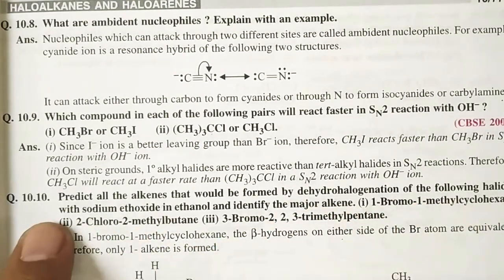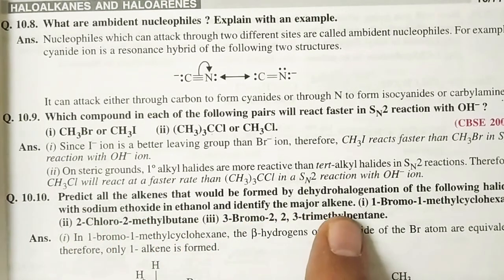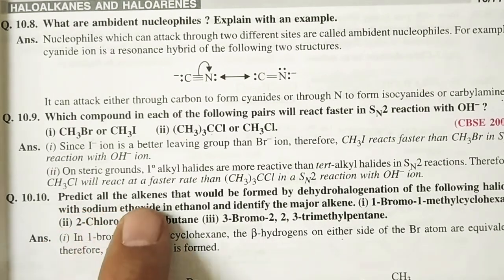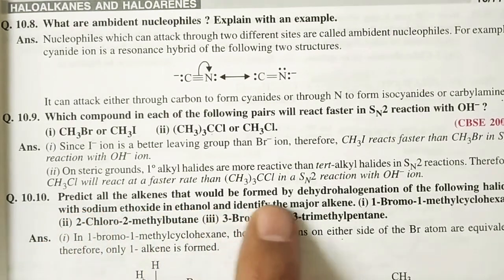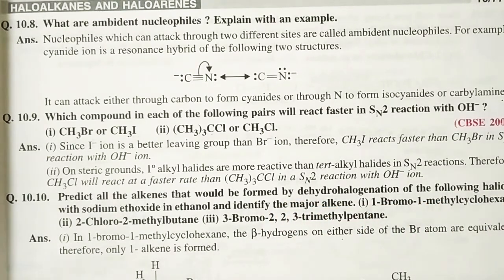of the following halides with sodium ethoxide in ethanol and identify the major alkene. Once again, predict all the alkenes that would be formed by dehydrohalogenations of the following halide. So we have to perform dehydrohalogenation reactions, right? And identify the major alkene.